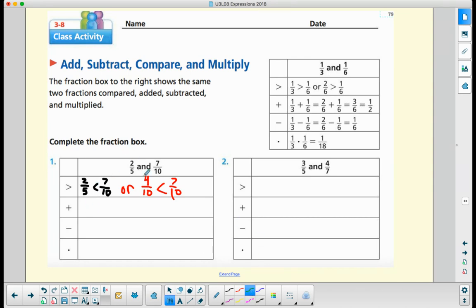Now, adding. I have to use my equivalent fractions with common denominators to add. So I'm going to take my 4/10 and add 7/10. And when I do so, because I have common denominators, all I'm doing is adding the numerators. 4 plus 7 is 11. And the size of my pieces are tenths.